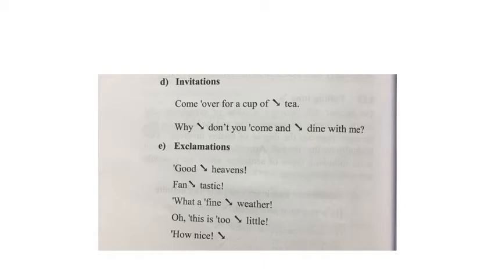Okay, other types of sentences that have falling intonations include invitations. Okay, I can say, come over for a cup of tea. Why don't you come and dine with me? Okay, so these are invitations. Invitations always have falling intonation. Okay, and we have exclamations. Okay, اللي هم تعبيرات بستخدمها للتعجب.